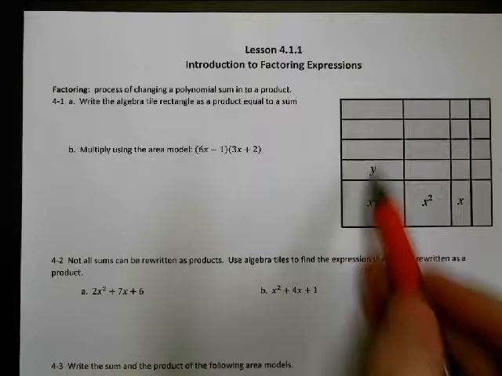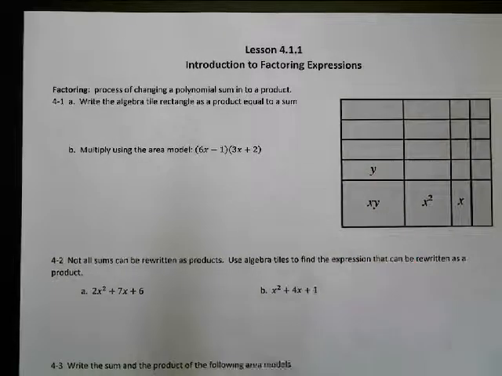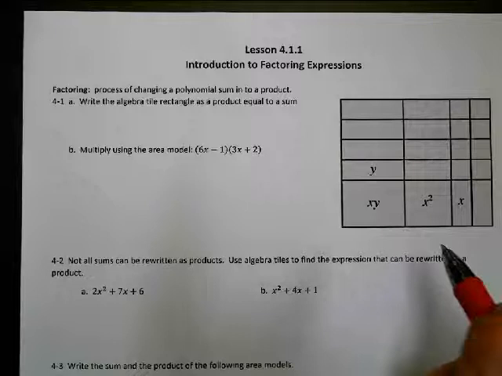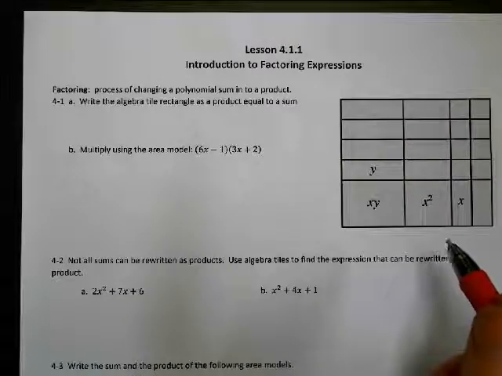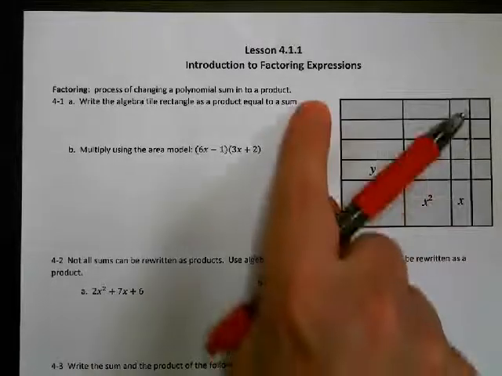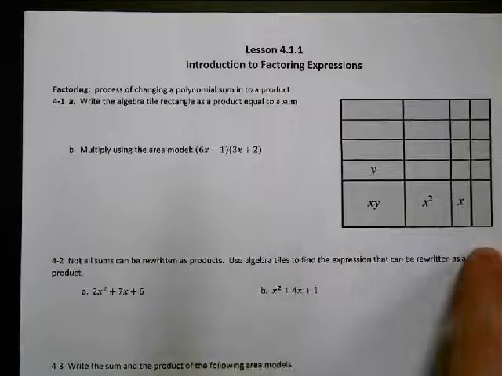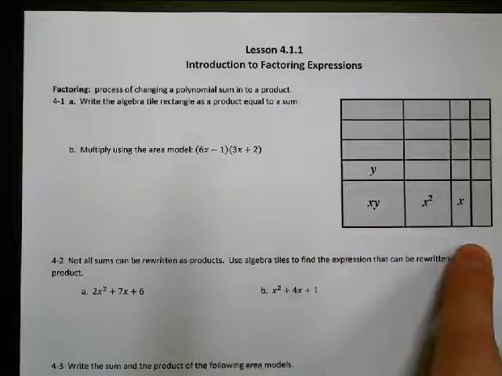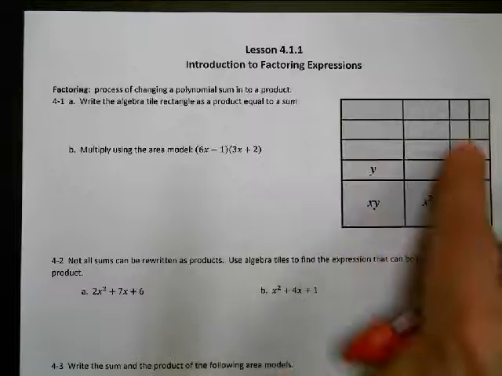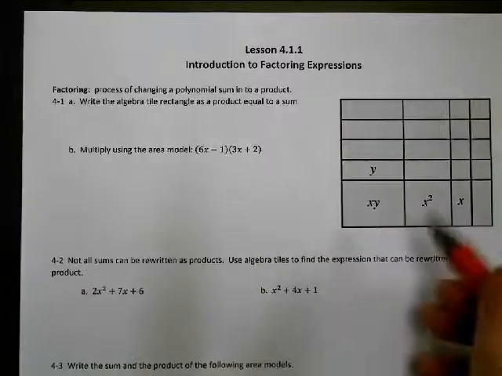So anyways, we've got this algebra tile thing over here. We've done these before in class. So we want to write this as a product equal to a sum. Remember, a product just means that we're going to do length times width. So we're going to find out the length and then the width. And the sum is when we add up all these individuals over here.